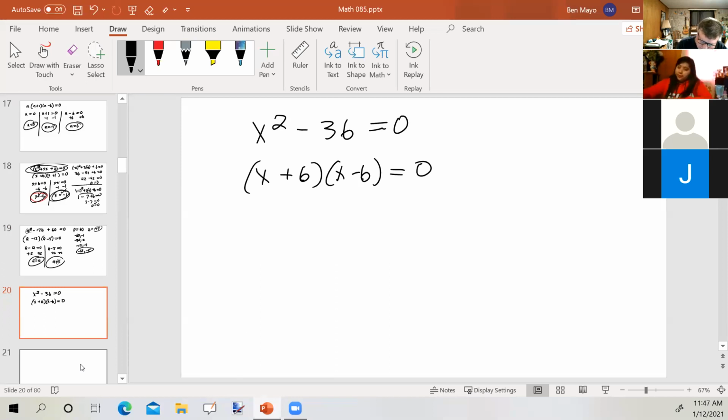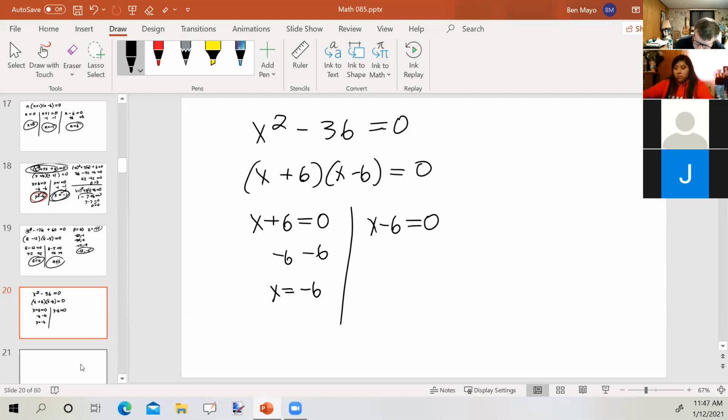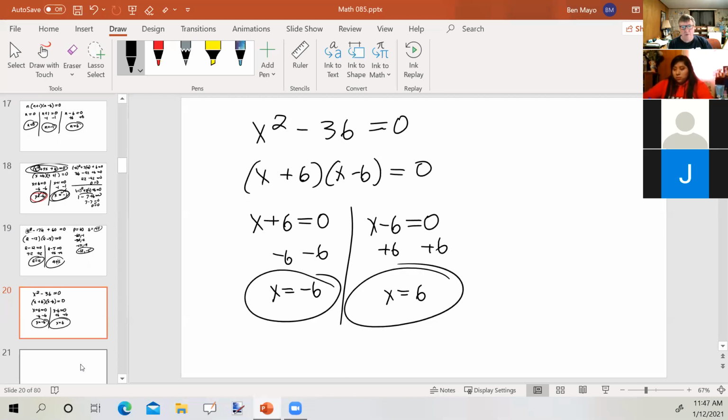Taking each factor that contains a variable and setting it equal to 0, we get that. The first equation, I'll subtract 6 from both sides and get x is negative 6. The second equation, I'll add 6 to both sides and get x is positive 6. So I get two solutions.